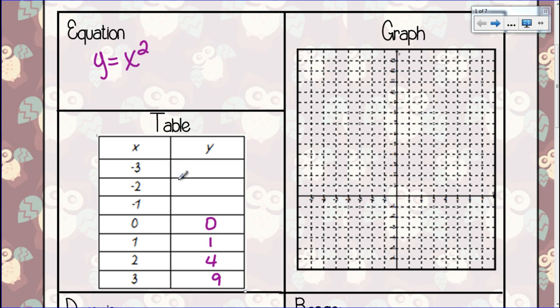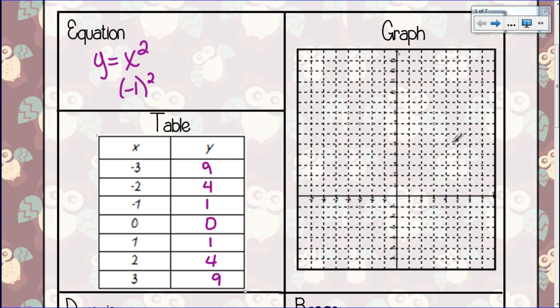Now we'll go backwards and do the negatives. When I do the negatives, I'm going to assume that I am plugging them in like this so that the negative is in parentheses because I want to square the negative. So negative 1 squared is 1, negative 2 squared is 4, and negative 3 squared is 9. So what you should see is your numbers repeat. So I go 9, 4, 1, 0, and then I go 1, 4, 9. That's what makes this symmetrical. It's going to have a line of symmetry.